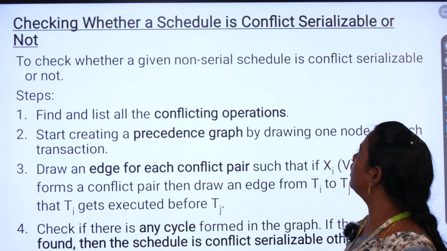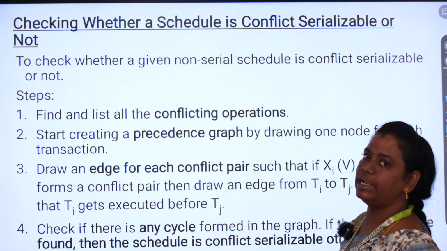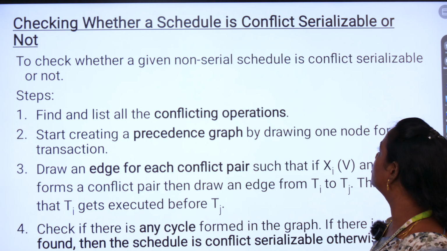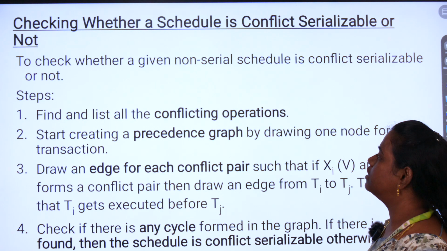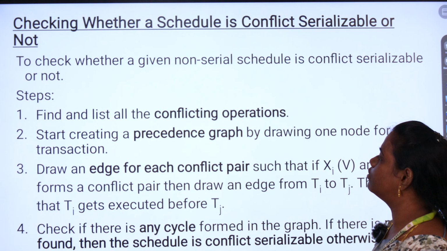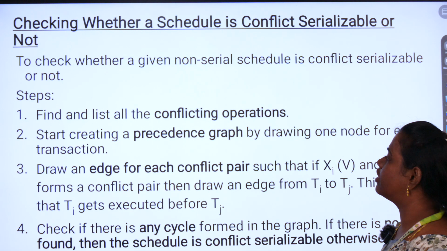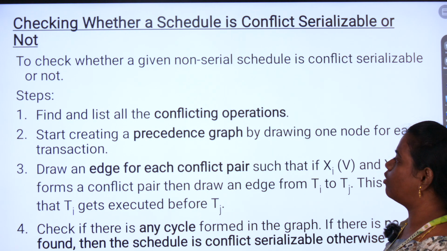Next we are going to find conflict serializability for a detailed problem. Here we are going to check whether the given non-serial schedule is conflict serializable or not. These are the steps we are going to use to find conflict serializability. Your first step is to find all the conflicting operations.